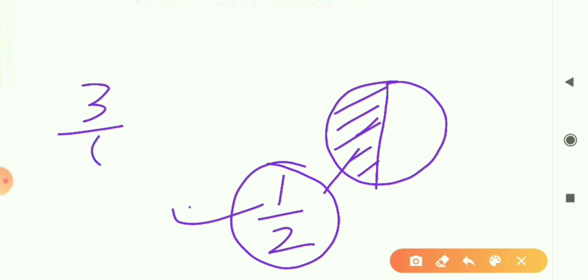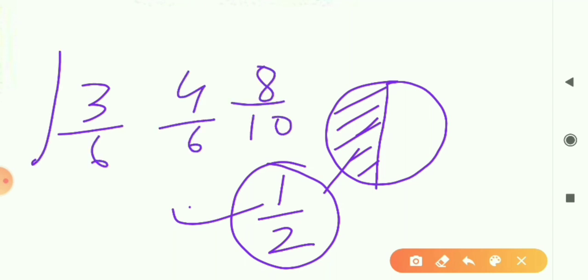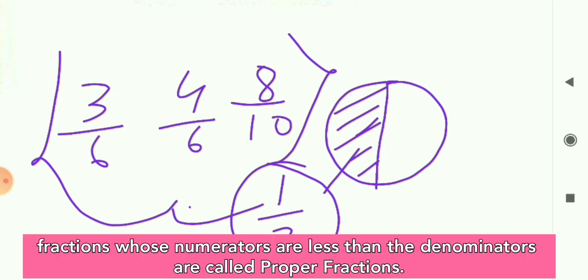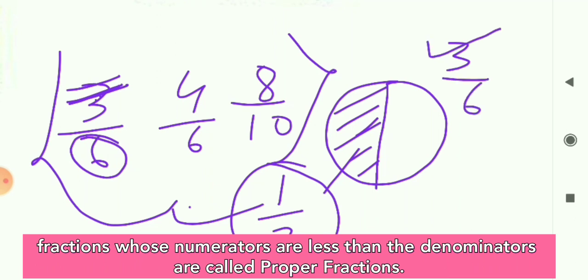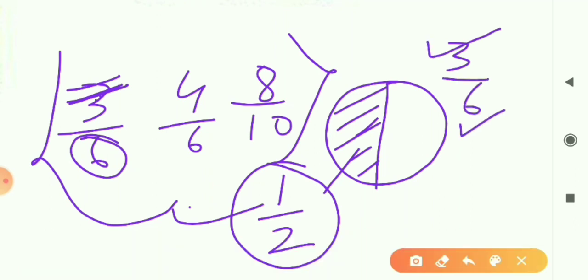Similarly, 3 upon 6, 4 upon 6, 8 upon 10, these are all examples of proper fractions. Or in another way you can say that proper fractions are fractions whose numerators are less than the denominators. Here you can see that in 3 upon 6, the numerator is 3 and the denominator is 6. So 3 is less than 6. This type of fraction is known as a proper fraction.